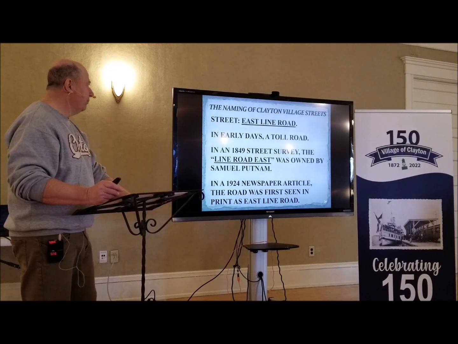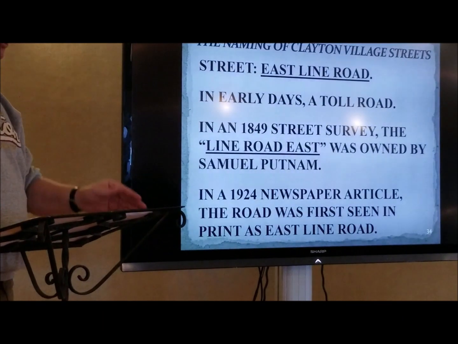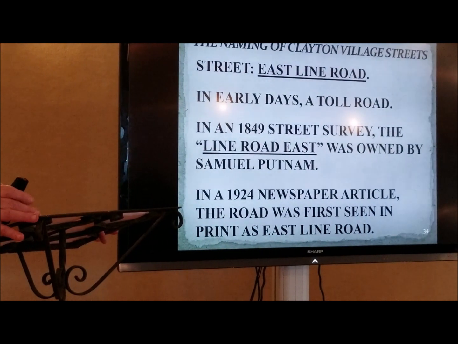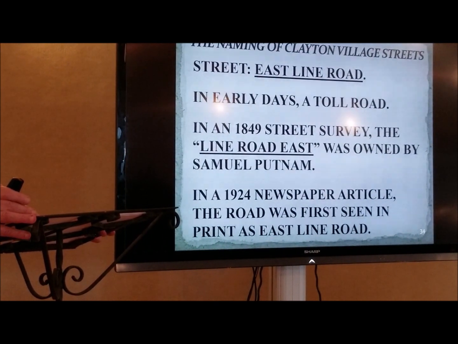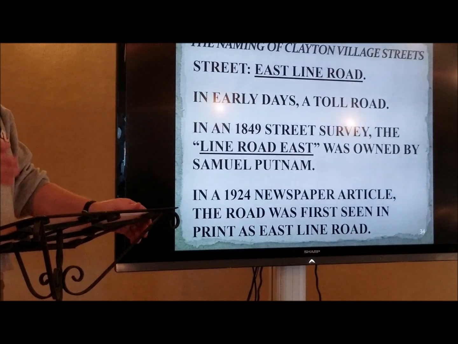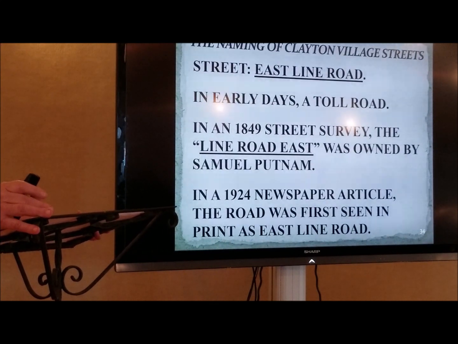East Line Road, all right? In the early days, a toll road. Again, this is what Sue had told me. In an 1849 street survey, they called it the Line Road East. So it's the eastern part of the village, and it was owned by Samuel Putnam.